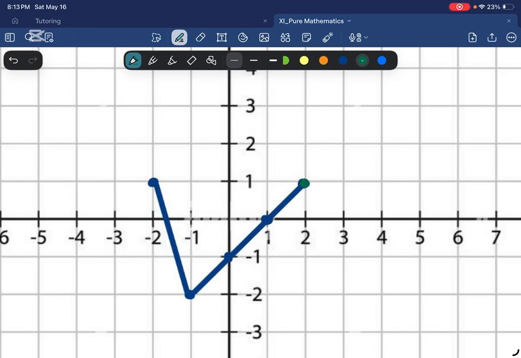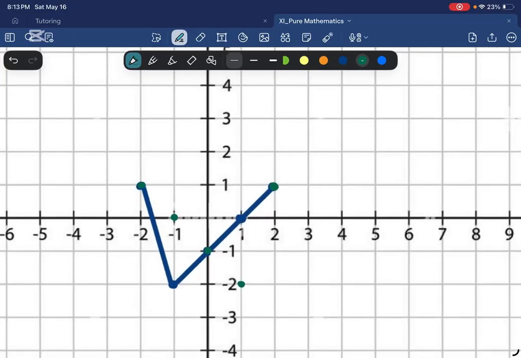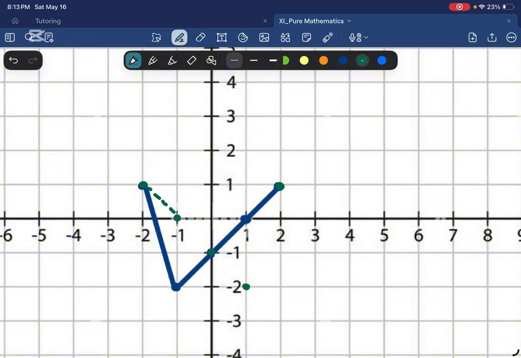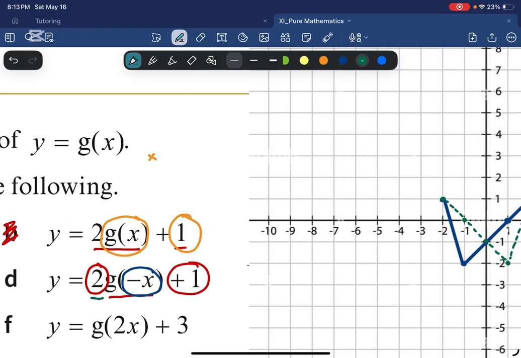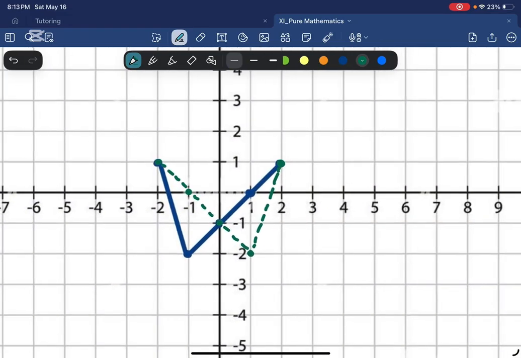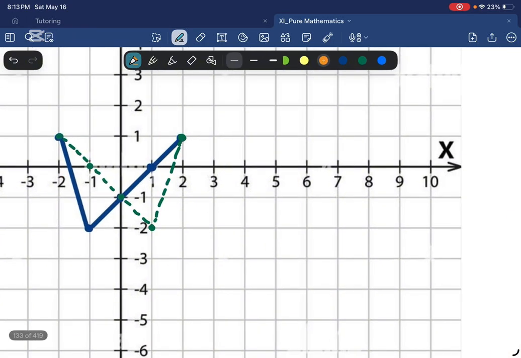So this point, this is minus 1. This point flips over here. This is on the axis, it doesn't change. This flips over here. And this point flips over here, right? So we have sort of the green curve. If you flip your blue curve over the y-axis, you get your green curve. And now you need to vertically stretch it by 2. So a vertical stretch by 2: you multiply the output values of your green curve, not your blue curve now, your green curve, by 2.